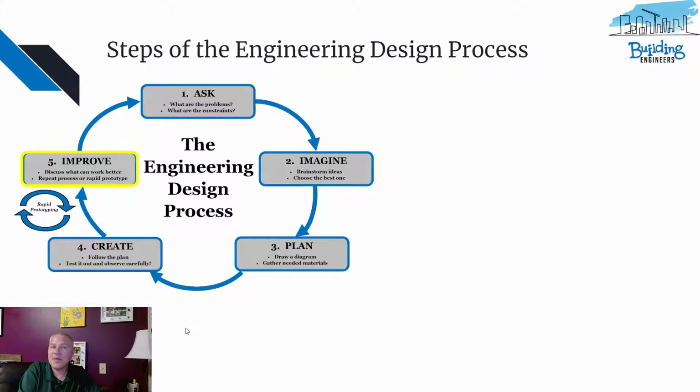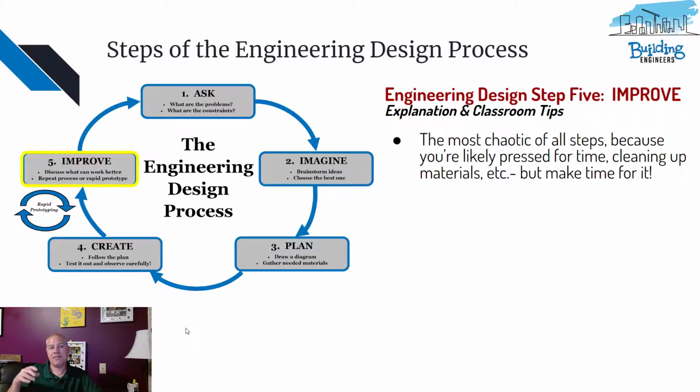Last but not least, let's talk about the improve stage. So a lot of times what you'll get into is this rapid prototyping part of the process. So what that basically means is as students are creating and they're failing, they're going to be improving as they go. So they're going to get a kind of a mini stage within the process. Build, fail, fix, build, fail, fix, and back and forth until you're done with your time.